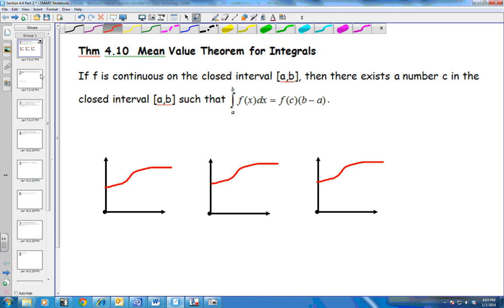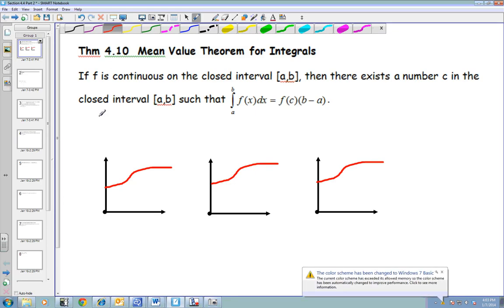So, the mean value theorem. I'm going to read it to you and try to explain what it means. It says if f is continuous on the closed interval from a to b, then there exists a number c in the closed interval from a to b such that the integral from a to b of f of x dx equals f of c times b minus a. Okay, so first of all, let me explain what that means.